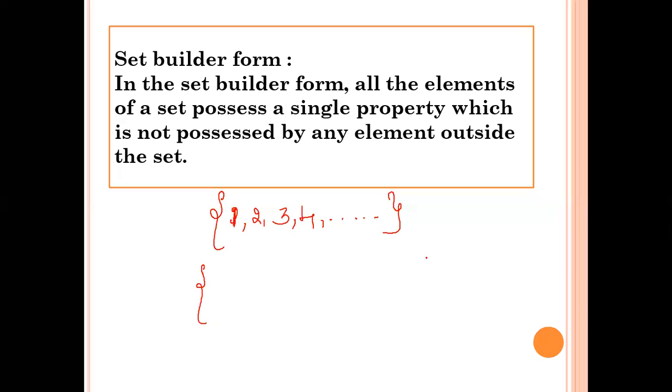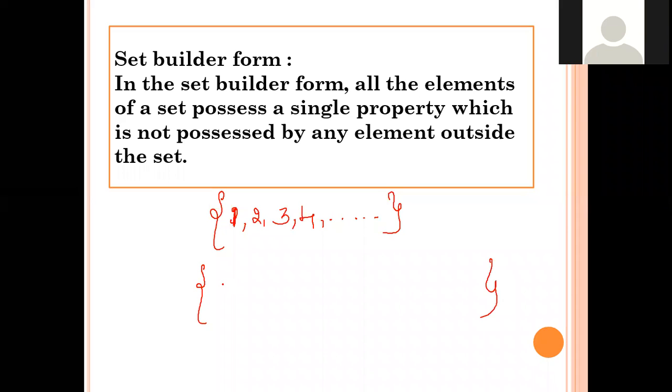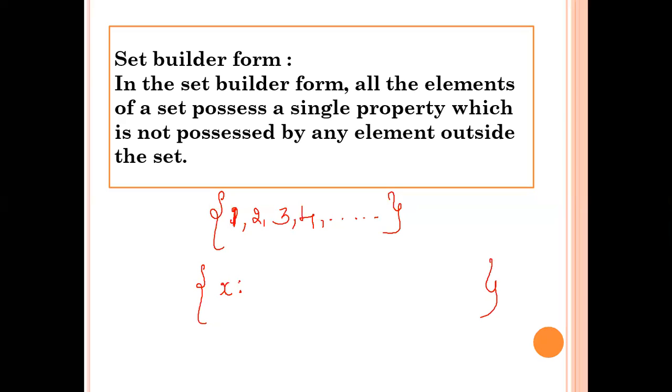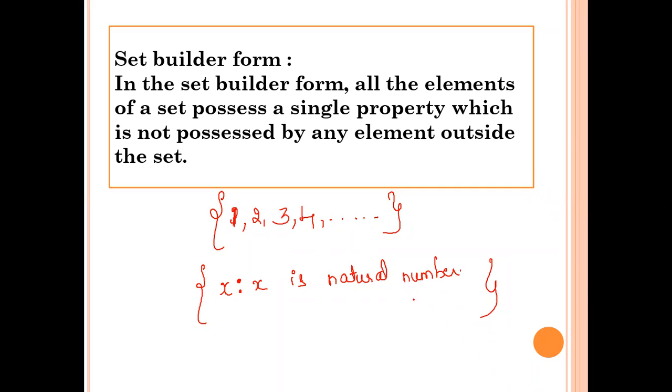So we have to write a bracket first. Then we have to denote all these elements using some notation, so I'll use X. Then we put a colon, X such that X is a natural number. Good Sharon. Good Tasmia. Good Soundarya. X is a natural number. So this is how you denote a given set in set builder form.